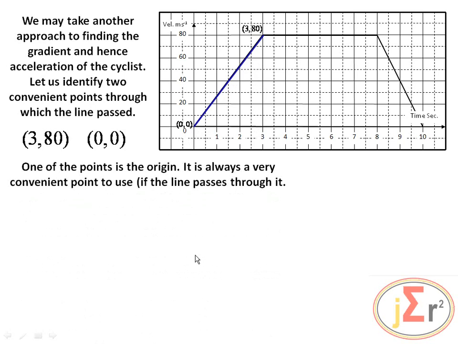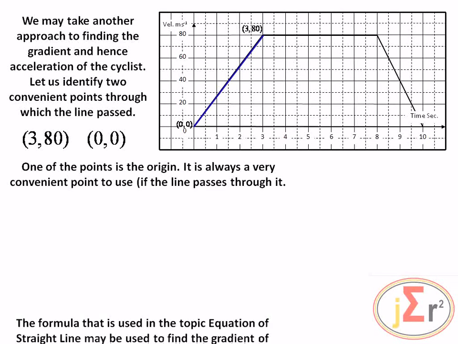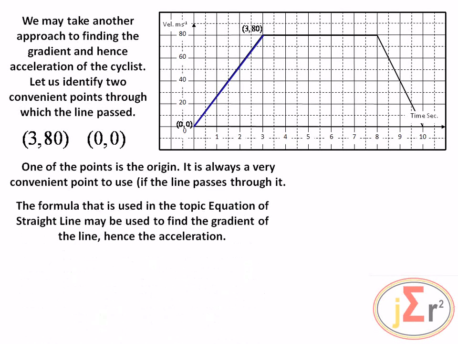One of the points is the origin. It is always a very convenient point to use if the line passes through it. The formula that is used in the topic equation of a straight line may be used to find the gradient of the line, hence the acceleration.